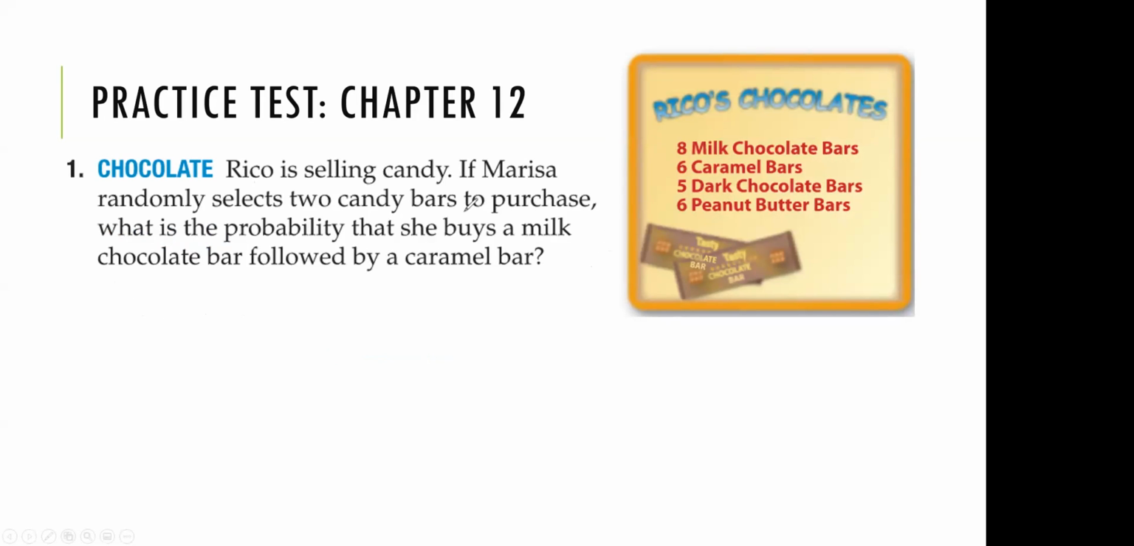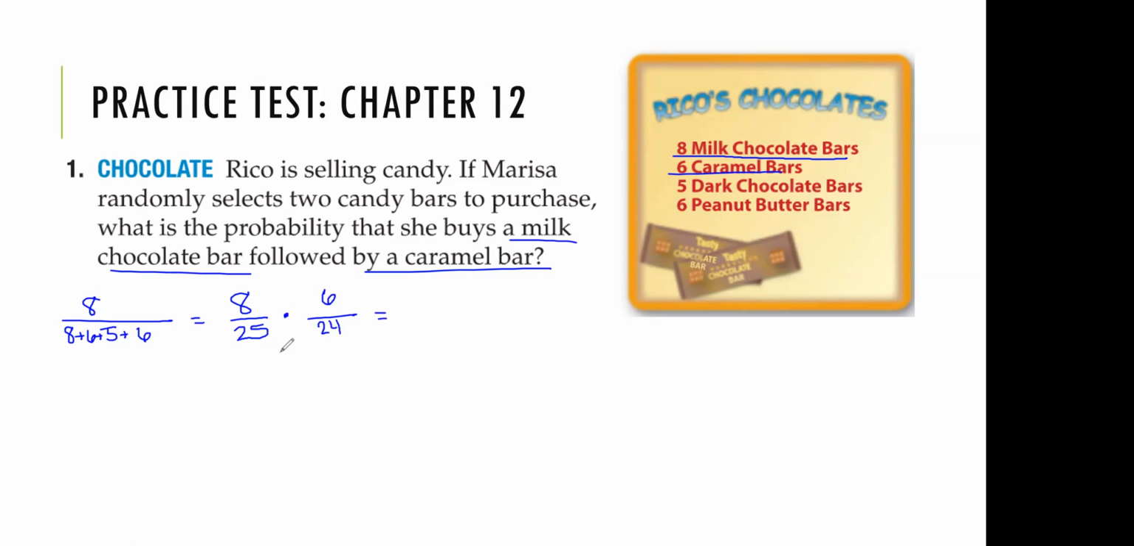So we want to know if she buys a milk chocolate bar. There are 8 milk chocolate bars, so that is the favorable outcome, over the total possible outcomes. There are 8 milk chocolate bars, 6 caramel bars, 5 dark chocolate bars, and 6 peanut butter bars, so that would be 8 over 25. Then, followed by a caramel bar, we multiply by the probability of getting a caramel bar. There are 6 caramel bars, but now that she already took 1 chocolate bar, there are only 24 bars left.